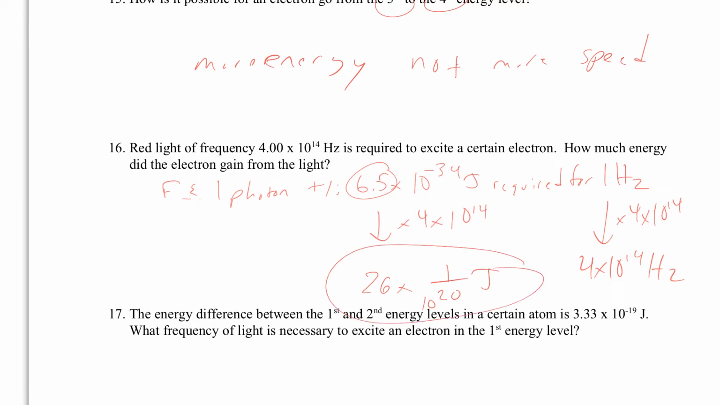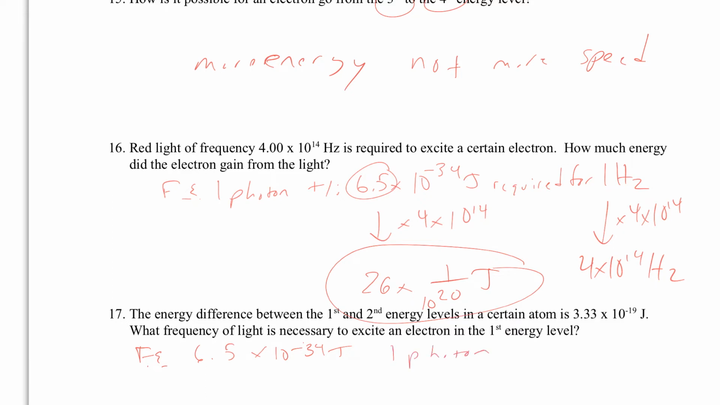So 26 times 10 to the negative 20th. The energy difference between the first and second energy levels is 3.3 times 10 to the negative 19th. What frequency of light is necessary to get to that? So we're going to use the exact same constant that we had. So 6.5 times 10 to the negative 34th joules.